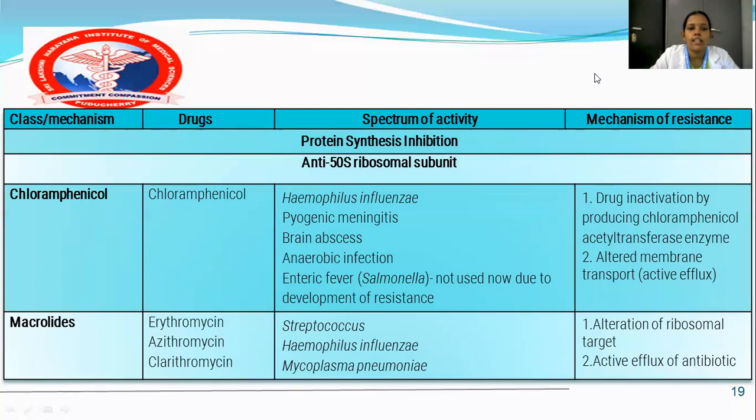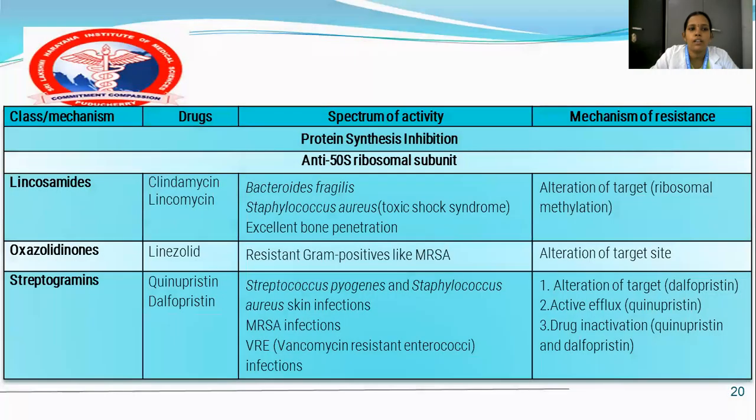Chloramphenicol, macrolides. Chloramphenicol is active against Haemophilus influenzae, and also used in brain abscess, anaerobic infections, and mostly enteric fever. Macrolides: erythromycin, azithromycin, and clarithromycin. Here, the mechanism of resistance is drug inactivation by producing the chloramphenicol acetyltransferase enzyme and altered membrane transport. For macrolides, it is alteration of the ribosomal target and active efflux of the antibiotic.